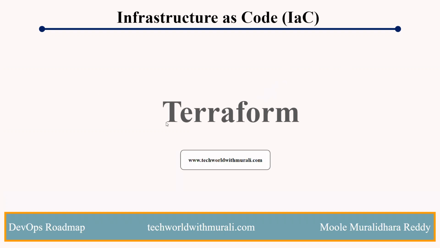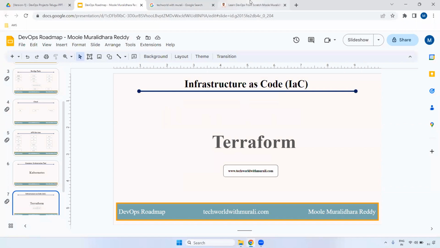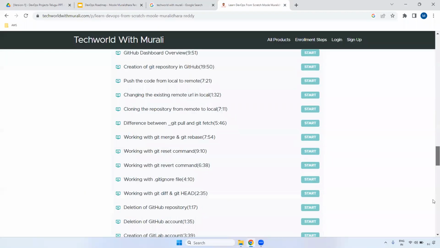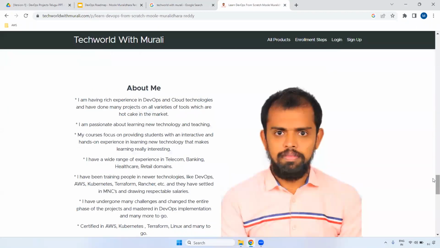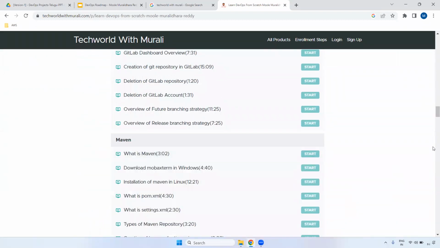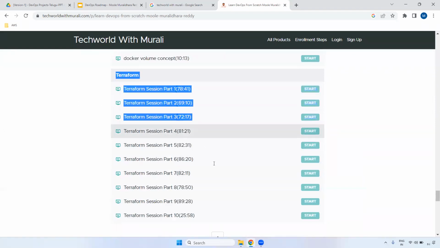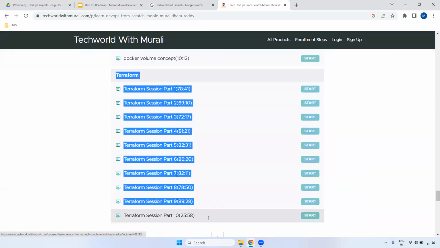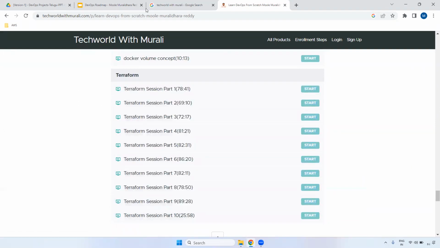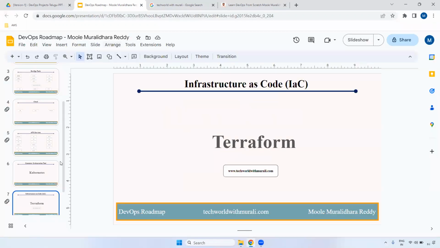Got it, right? And for Terraform, you may ask, hey Murali, where can I get that particular resource? I can tell you, inside the Techworld with Murali DevOps course only, we have included Terraform as well, in the same DevOps project. See, here we have included Terraform as well. Got it, right? These are the mandatory.